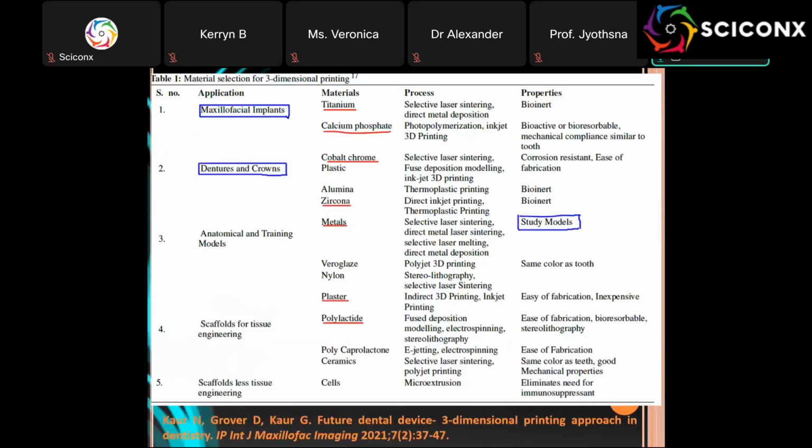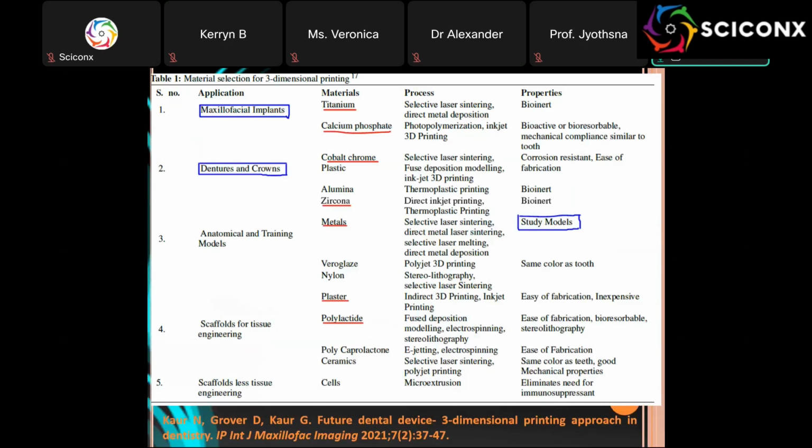Now, this is basically the material. For example, if we want to place maxillofacial implants or zygomatic implants in the oral cavity in the maxilla, titanium is most commonly used, as we all know that it is one of the bio-inert, bio-compatible materials with the oral tissues. Still, calcium phosphate is also used. But if we want to manufacture any kind of denture or crowns, cobalt chrome material is used and zirconia is used, because as we know, it is corrosion resistant.